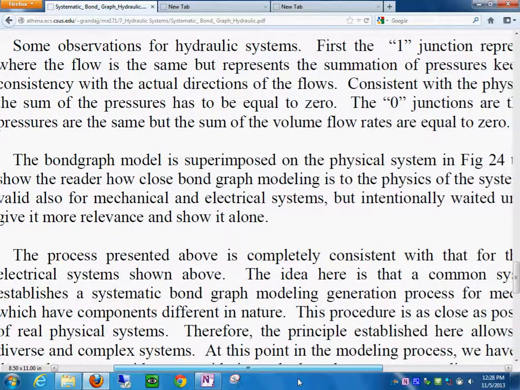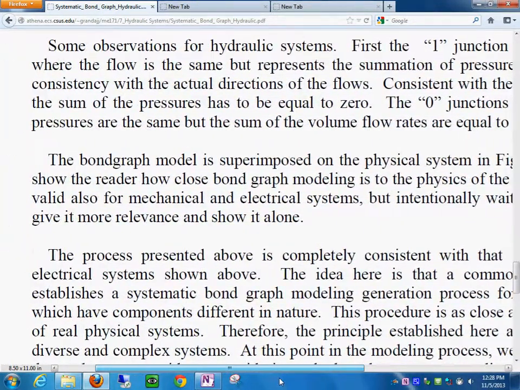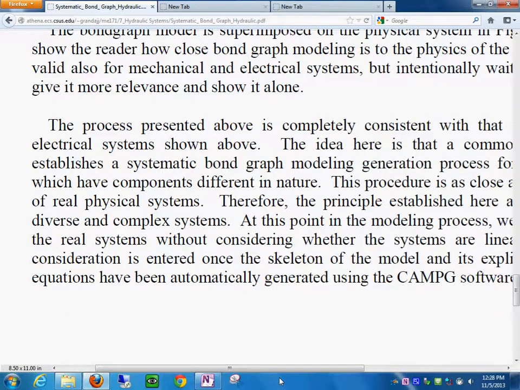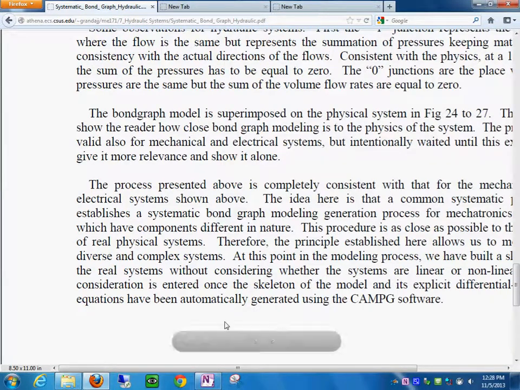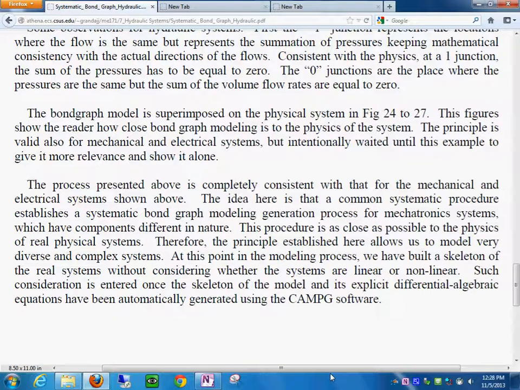I have superimposed the bond graph model on the physical system so that you could directly relate to the bond graph model. And finally, a comment that I made is that this process is completely consistent with the same idea that we use for mechanical and electrical systems. Here is to have a common systematic procedure that establishes a systematic bond graph model generation process for mechatronic systems.